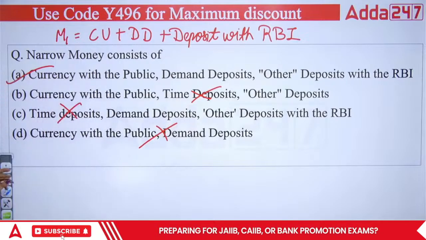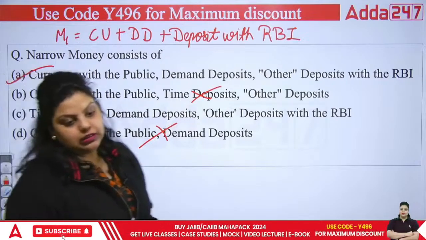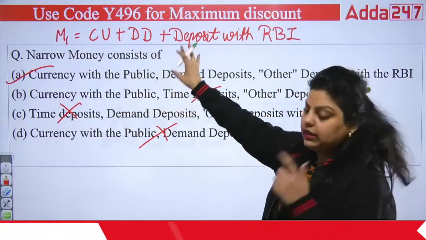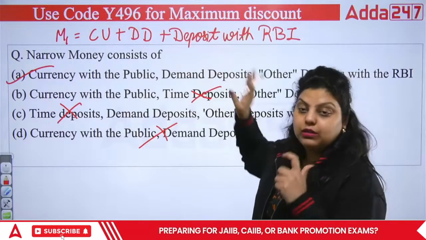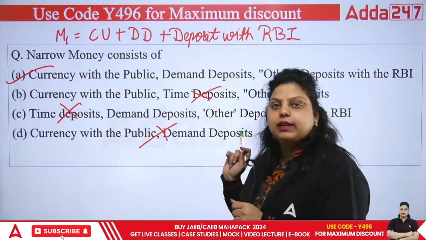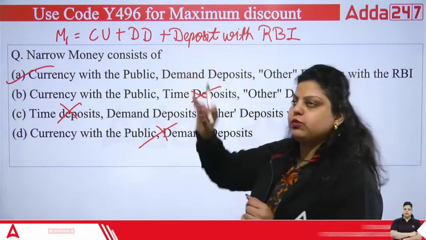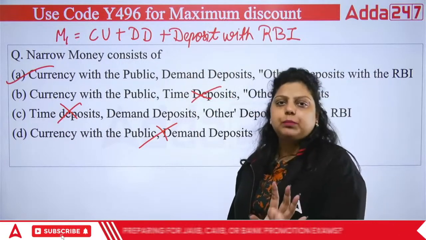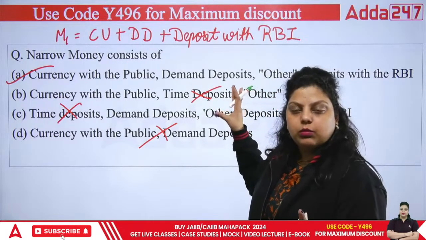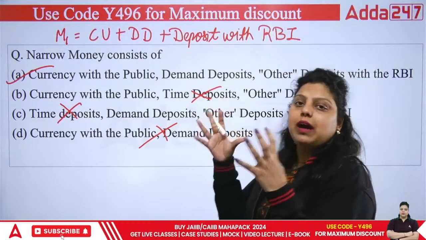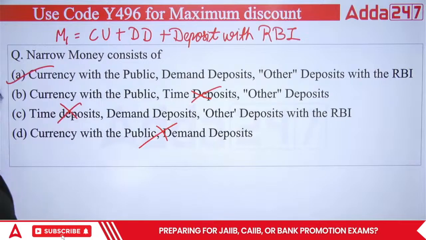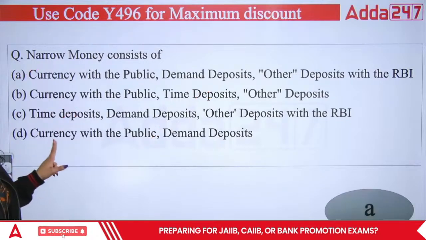Do remember this formula. Now, what kind of numericals will be asked on this topic? They will give you the values of the currency unit, the demand deposit, and the deposit with RBI, and they will ask you to calculate M1. So you just have to add all the three. Very simple. All the values will be given. Just remember the formula and accordingly add all the values. And it will answer the numerical. This is very simple. So your right answer is A.